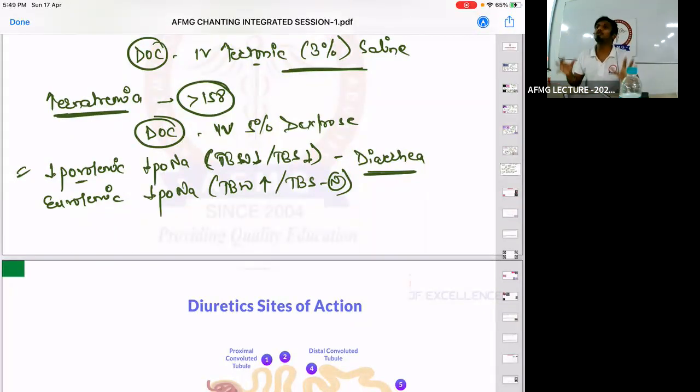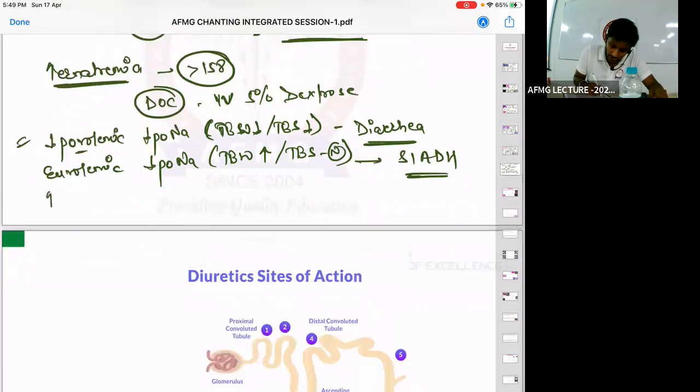So it is a dilutional hyponatremia, which is also called euvolemic hyponatremia, and it is seen in cases of SIADH, syndrome of inappropriate ADH secretion, because ADH only leads to retention of water and not sodium. And the last one is hypervolemic hyponatremia.